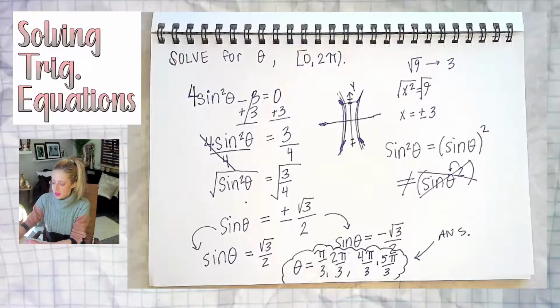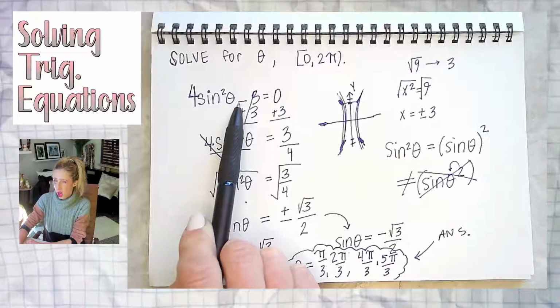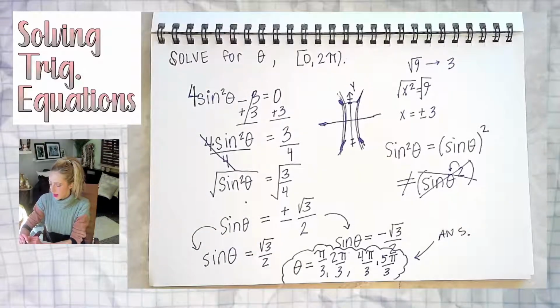So that's solving by taking square roots. Also, before I forget, you also could have solved this by factoring using the difference of 2 squares and conjugates. I'll talk about that another time, but just so you have that in the back of your head.